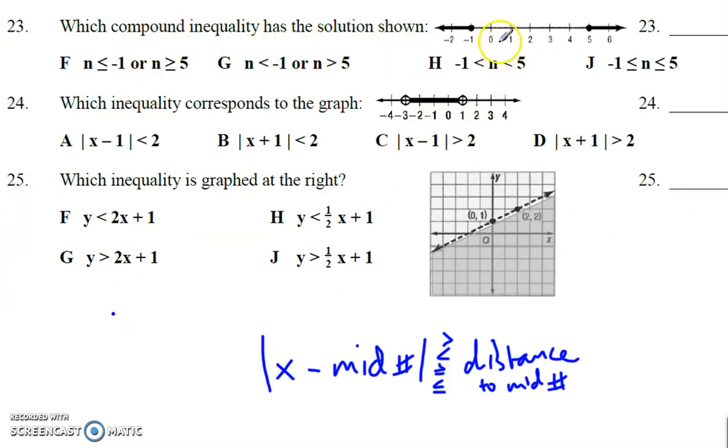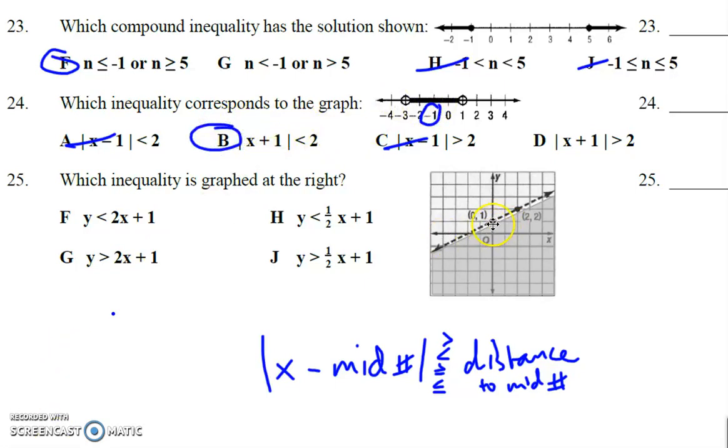Alright, here we go, quickly. This is obviously an OR statement, so it's not one of these two. And then they are filled in, which means they are or equal, so it's F. This here shows me the middle number is -1. Remember, our formula was minus the middle number, so minus -1 is +1, so it's not either one of these. So it's going to be between these two, and it is less than 2, so it's B.